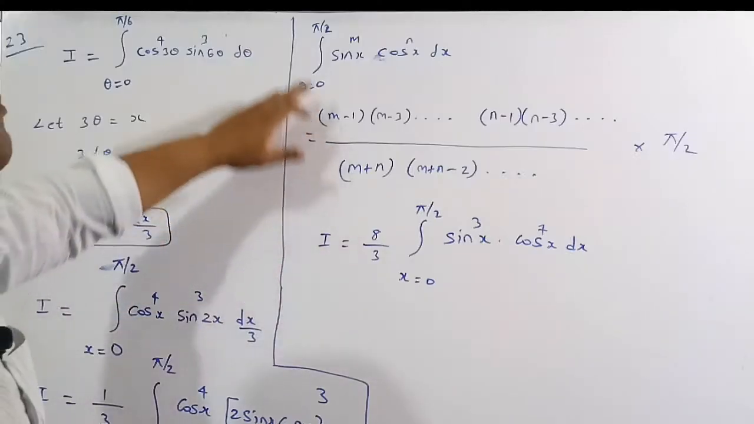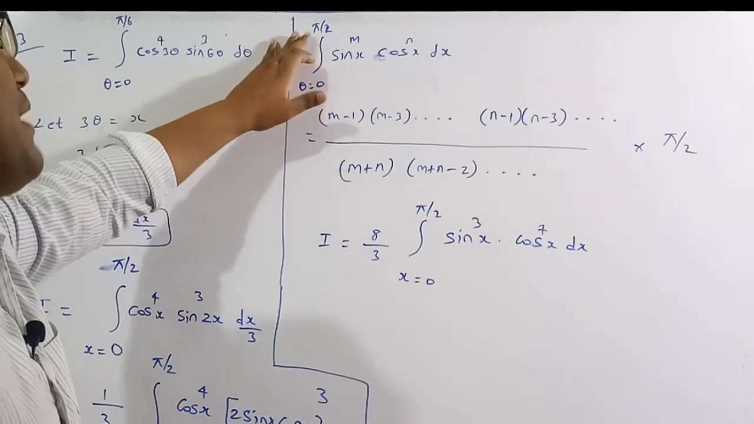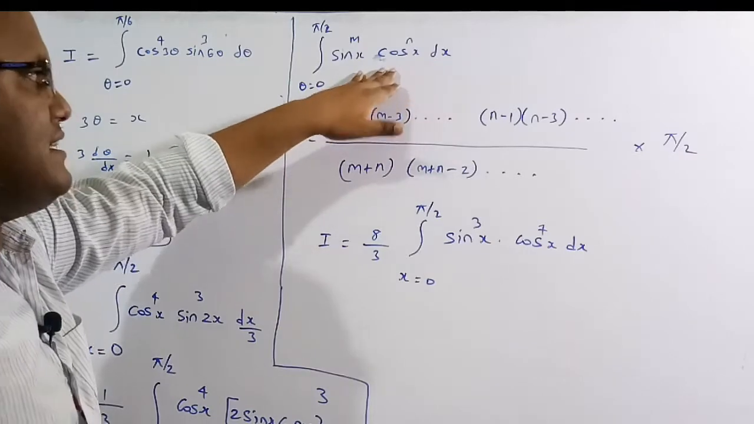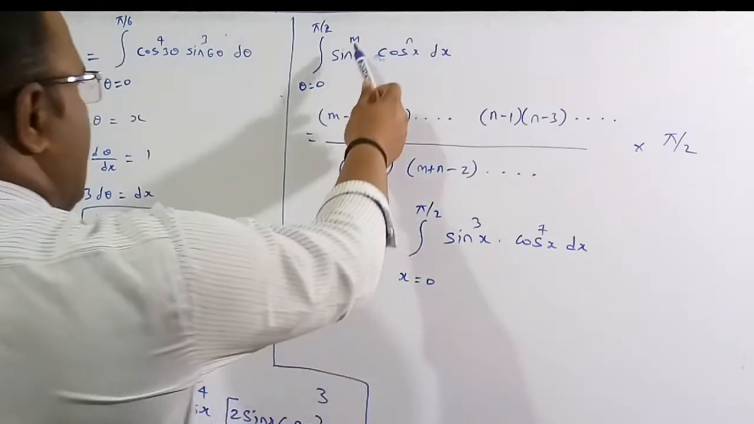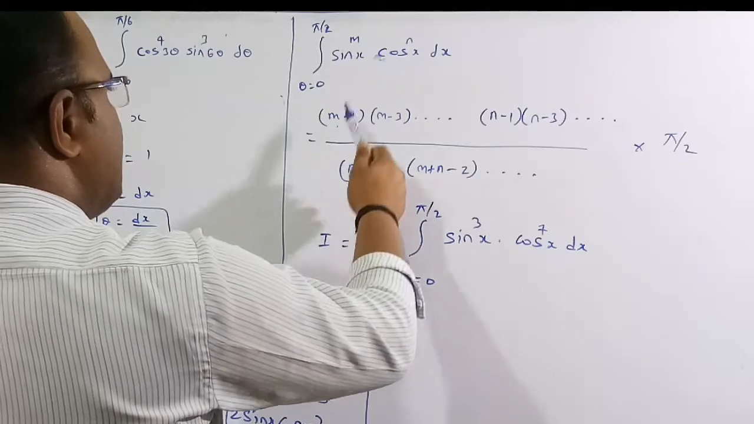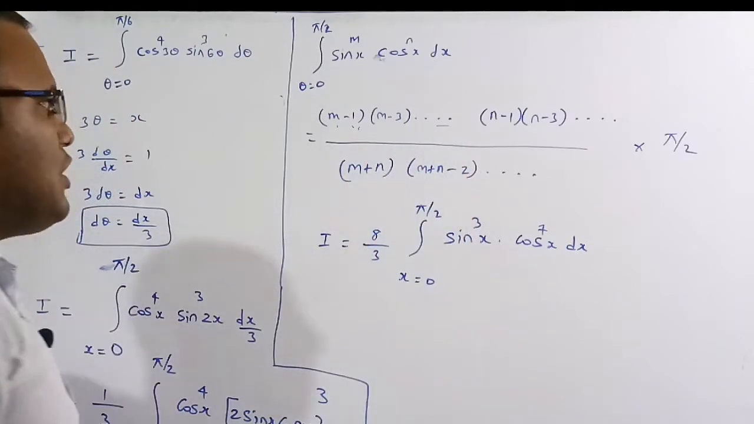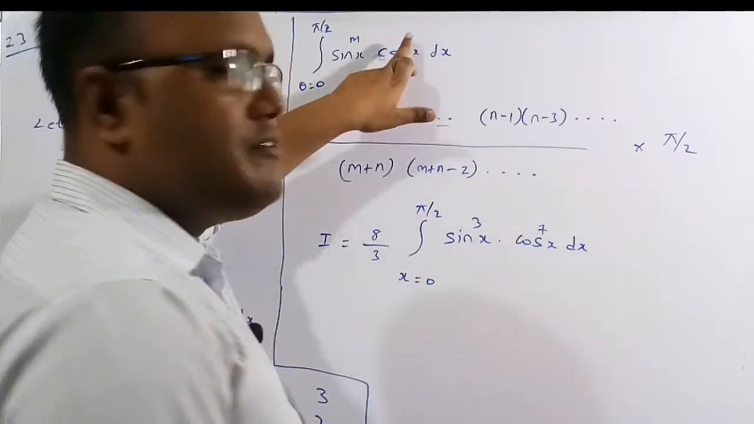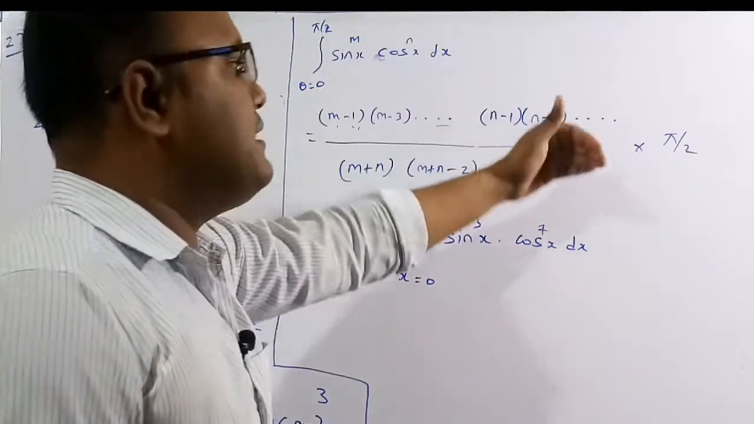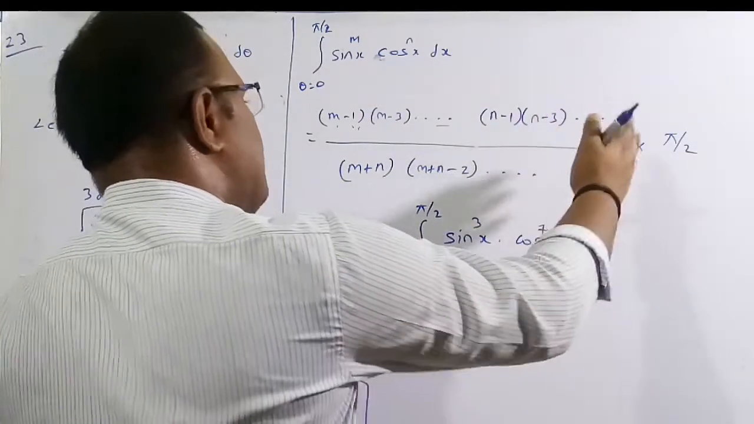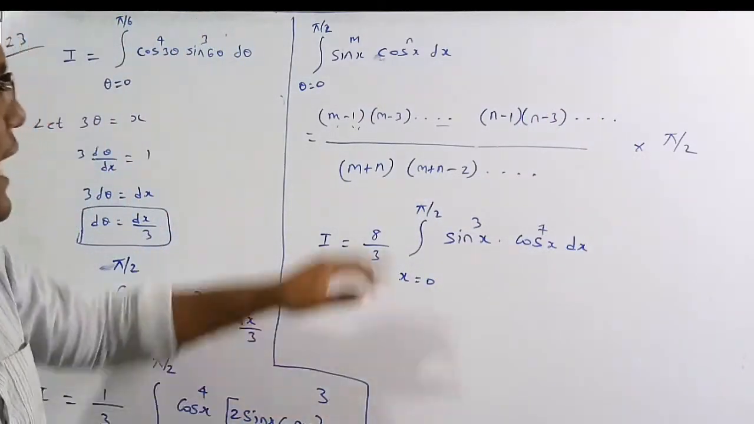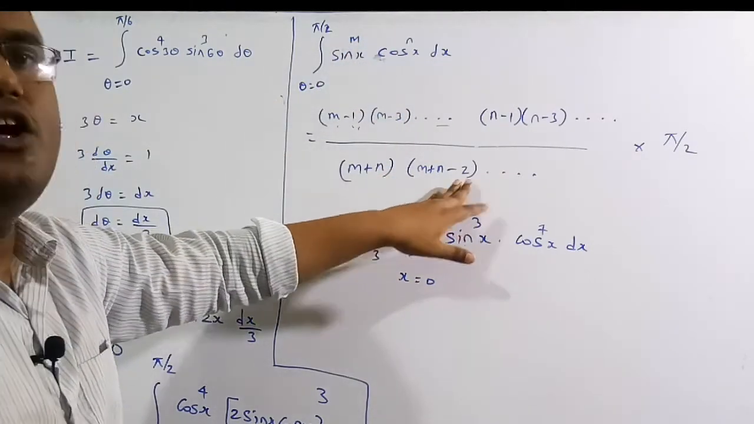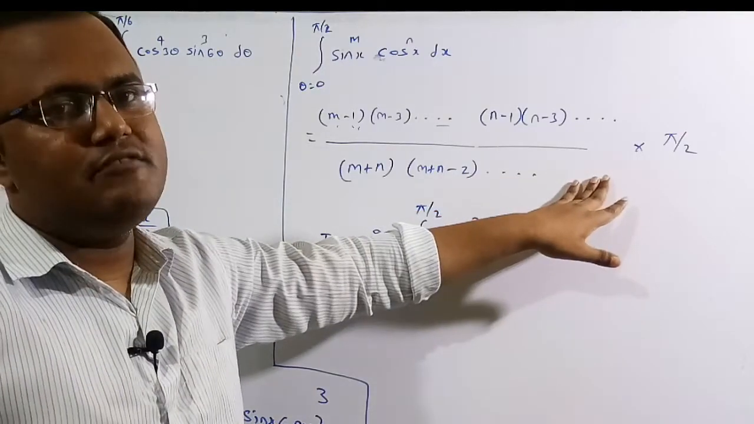So the basic formula is here. If integration theta is equal to 0 to pi by 2 sin x whole to the power of m cos x whole to the power of n dx, the formula is like this. In the numerator, m minus 1 you have to take, and then m minus 3, up to 1. You have to do the multiplication up to 1. Similarly, for whatever the value of n, you have to go for n minus 1, then n minus 3, continuously doing the multiplication until we get 1. And in the denominator, we have to go for m plus n, and then m plus n minus 2, multiplying until we get the value of 1.